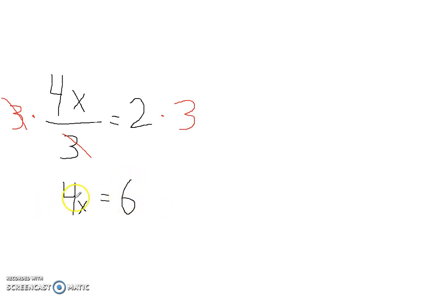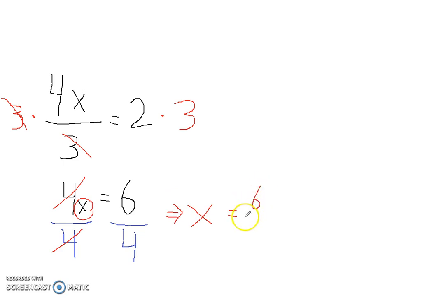Am I done? Absolutely not. 4 is still cramping x's style. How's it doing it? By being multiplied. How do I get rid of it? By dividing. I can either draw a little divisor line here and put 4, but again, dividing looks like this. I've done the opposite operation. I'm going to make sure that 4 no longer cramps x's style. And then what do I have? x equals 6 over 4.